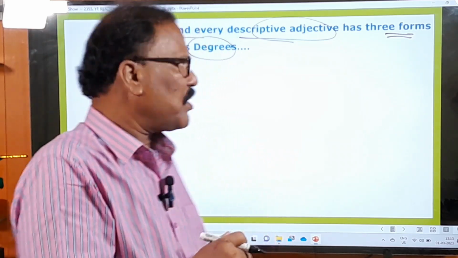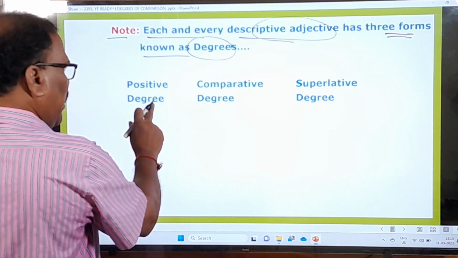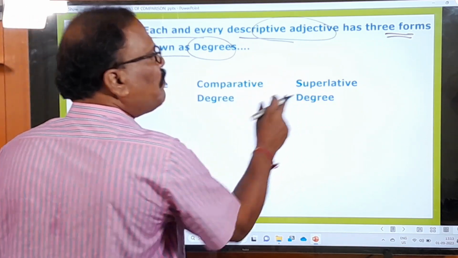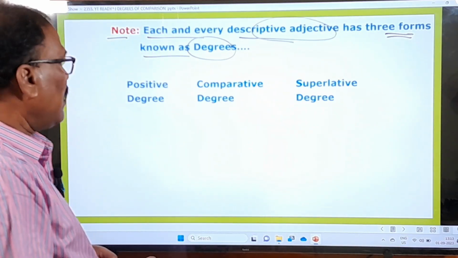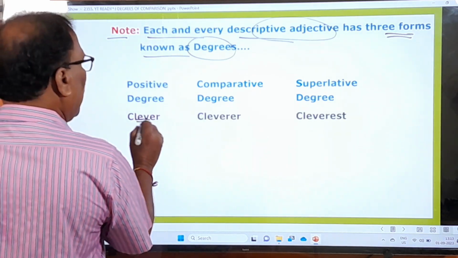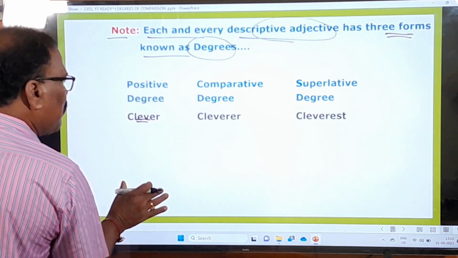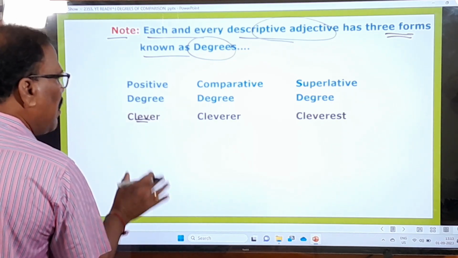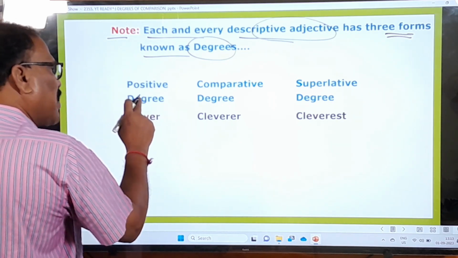Right? What are those forms? Let us see them here: positive degree, comparative degree, and superlative degree. Let us take some examples here. Clever is a basic adjective, the first form of the adjective, and this clever is said to be in the positive degree.